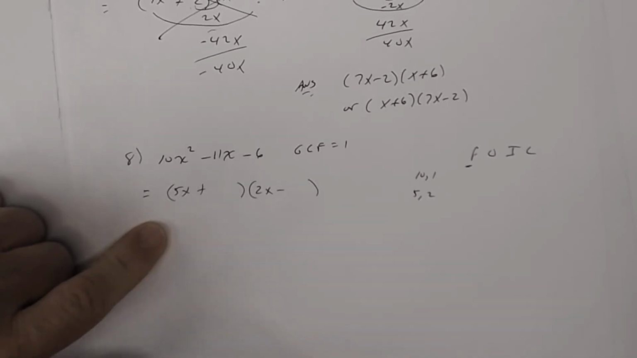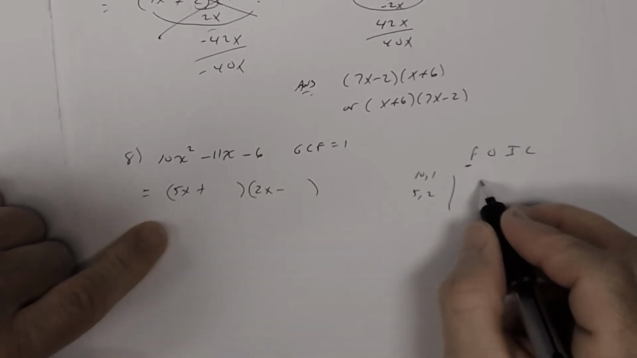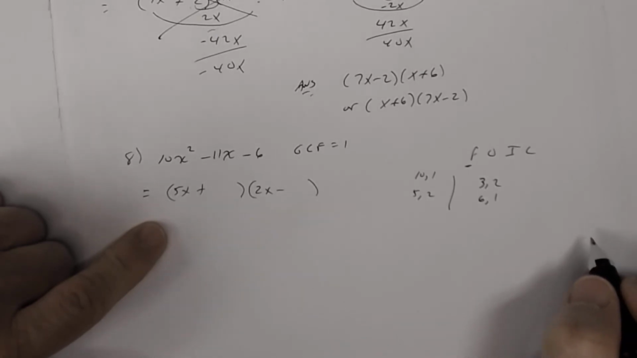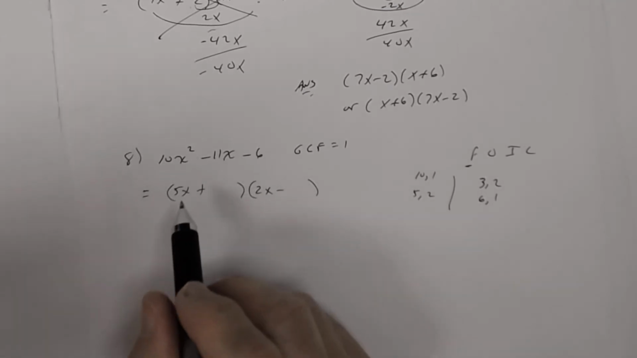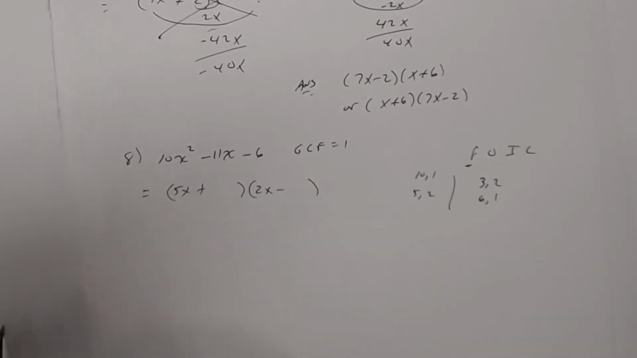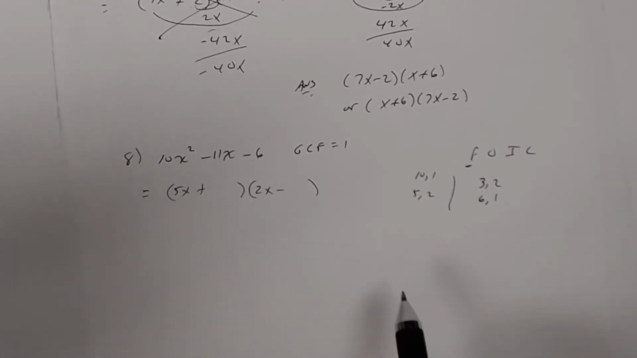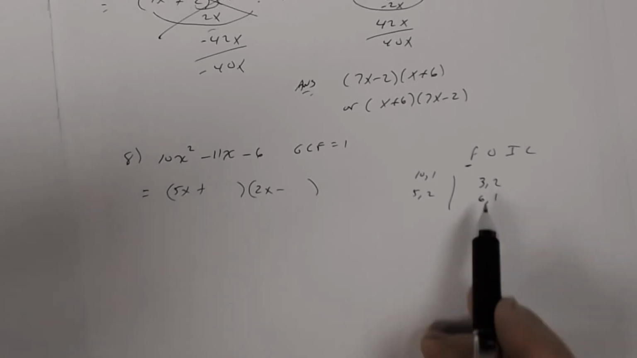So let's look at 6 though. What are the possibilities for 6? Well, there's 3 and 2, 6 and 1. What do you want to try? And then start being strategic. Look at your middle term. I need to get that -11x, right? So let's think what might work. Do you think 3 and 2 would work? Or do you think 6 and 1 would work? I don't know, let's try 3 and 2.